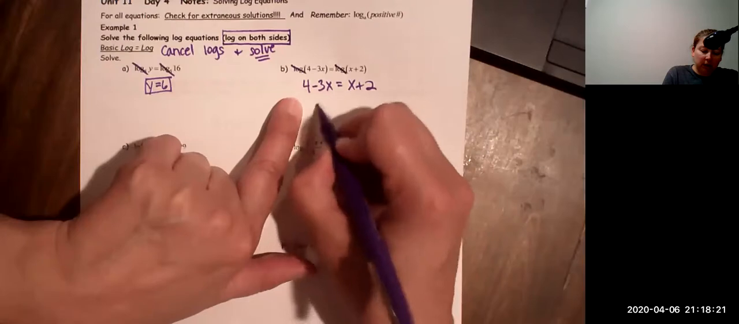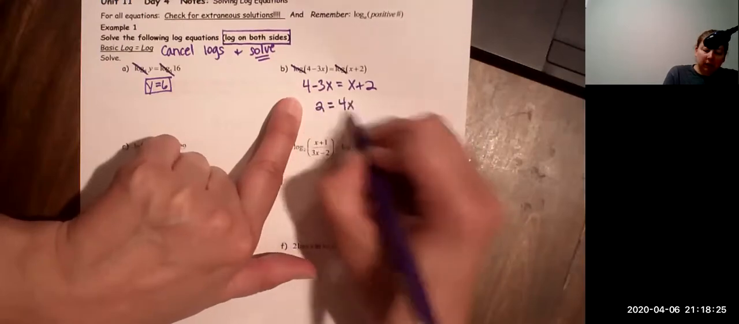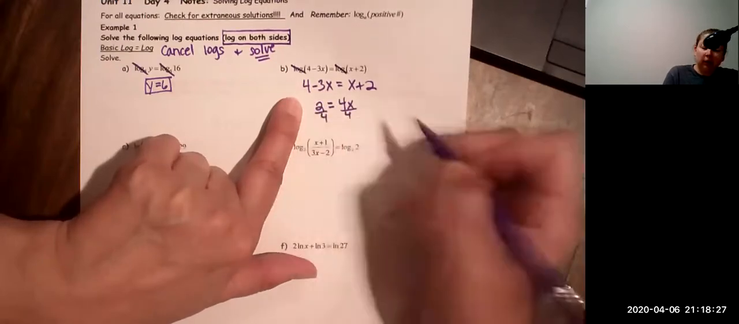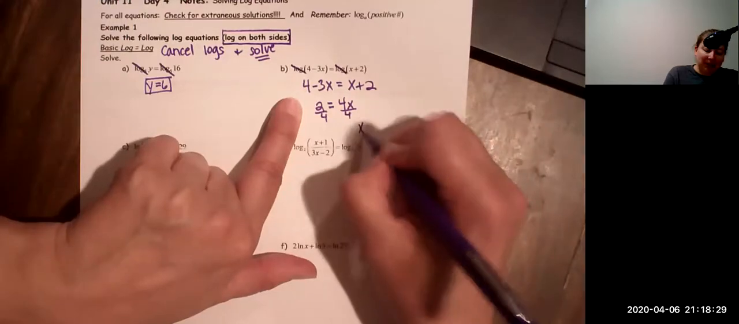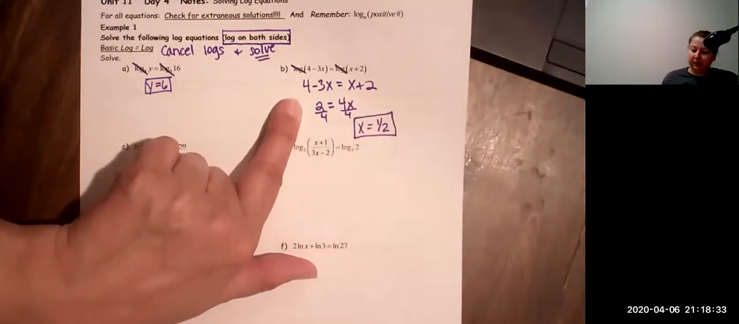All right, so over here you look, log on both sides, you cross it off, and you solve whatever you see remaining, okay? So then if I solve this one, I'm going to subtract 2, I get 2, add 3x to the other side, divide by 4, so you get x equals 1/2.